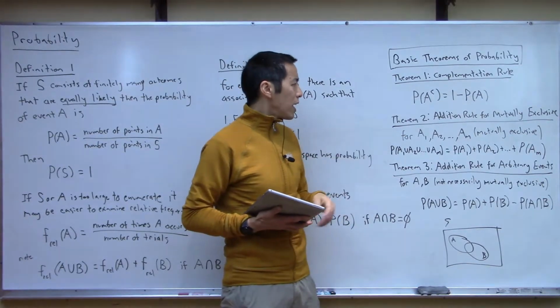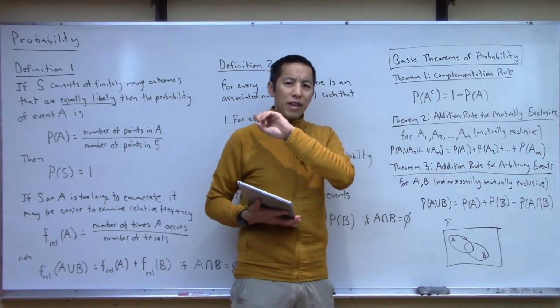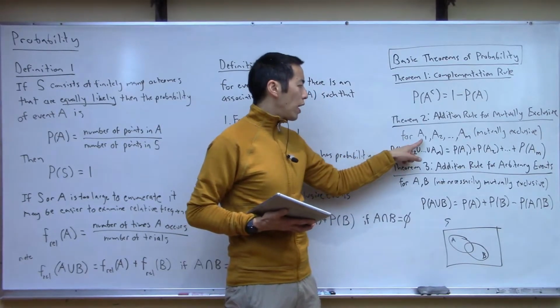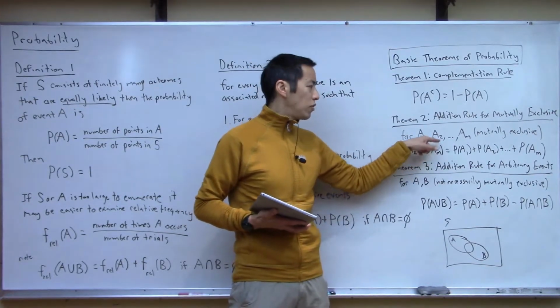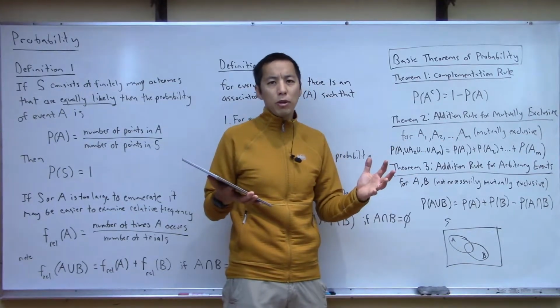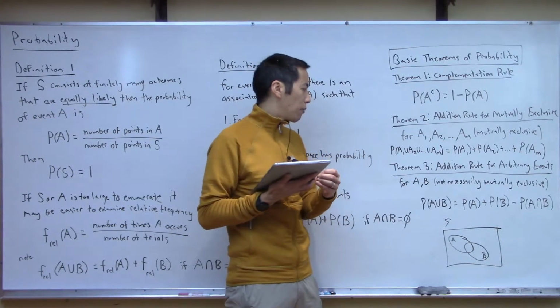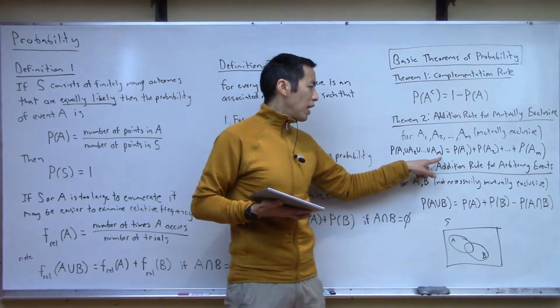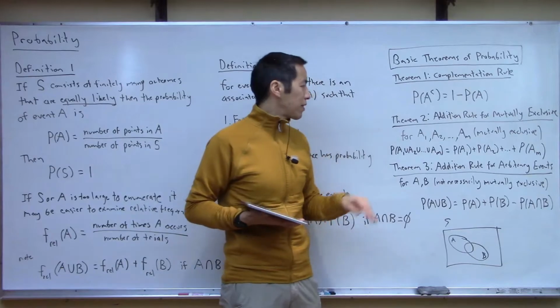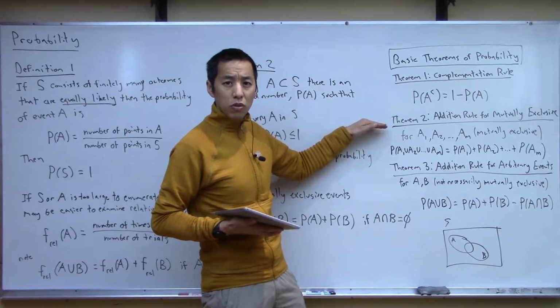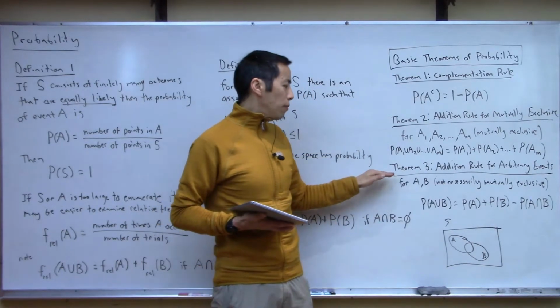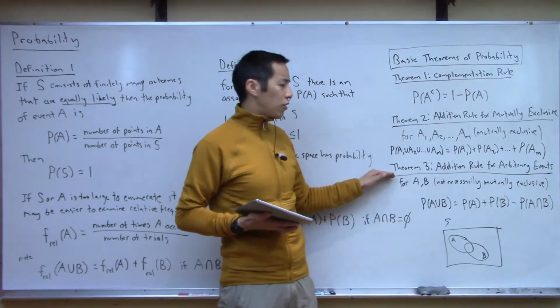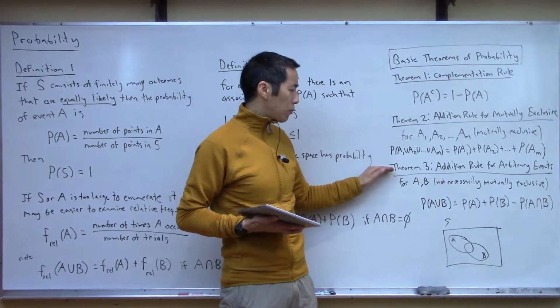The second one builds off of this idea of mutually exclusive events. If you have all of these events, A1, A2, all the way up to AM, and all of them are mutually exclusive, meaning there are no overlaps, then the probability of the union event is just the sum of the individual probabilities. Again, this is for mutually exclusive events. Now, what about if you have events which are not necessarily mutually exclusive? That leads us to theorem number 3.